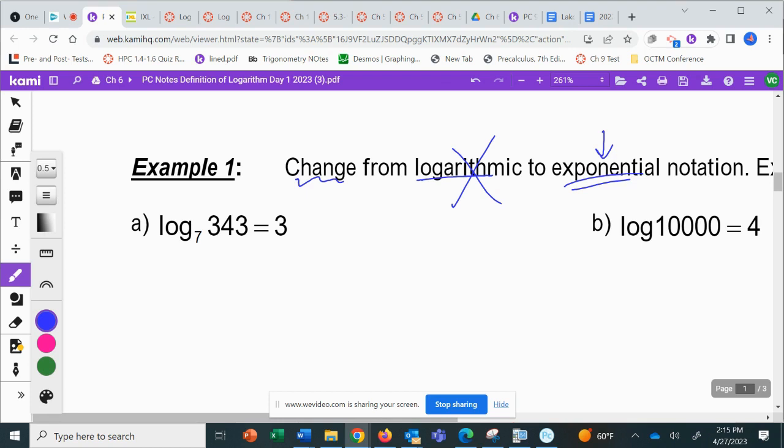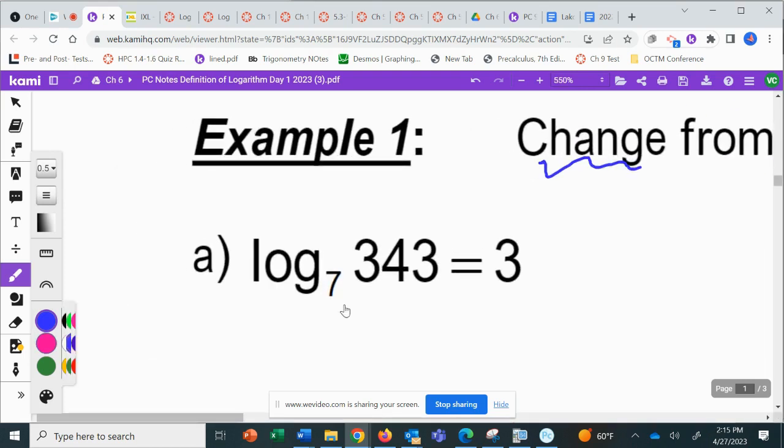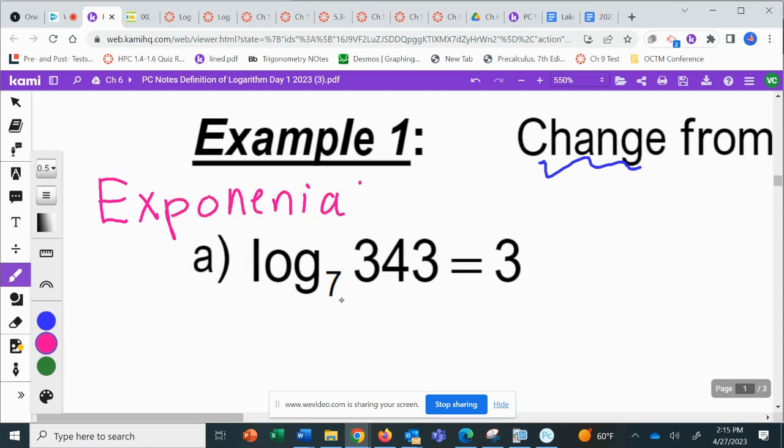Yes, it's an equation. So if it's an equation, I'm allowed to do things to both sides, as long as I do it to both sides. I can do whatever I want. So what I'm going to do, and here's a vocab word for you, is exponentiate. Exponentiate both sides.